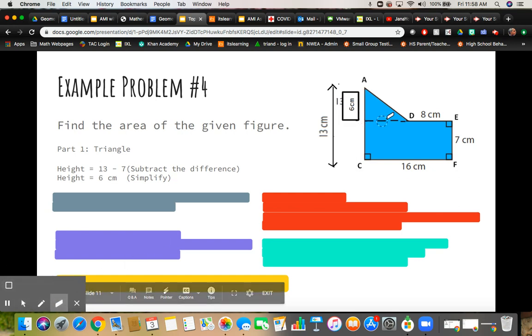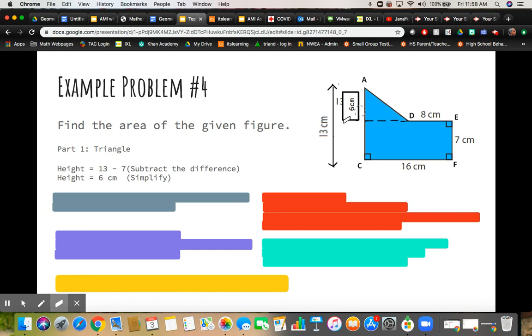But what is my base? I know my height, but not my base. Well, I'm going to do the same thing I did with the height. I know that I am looking for this portion, but this portion is connected to this portion right here. So this is one side of my rectangle, and the length of my rectangle is given to me as 16. So that means this entire portion is also 16.